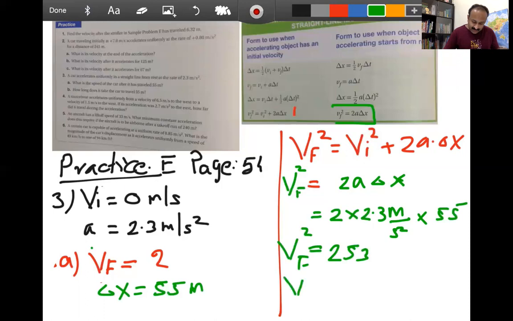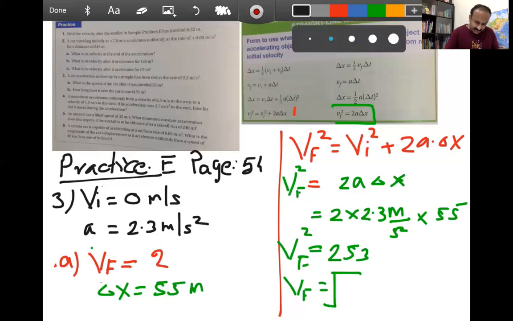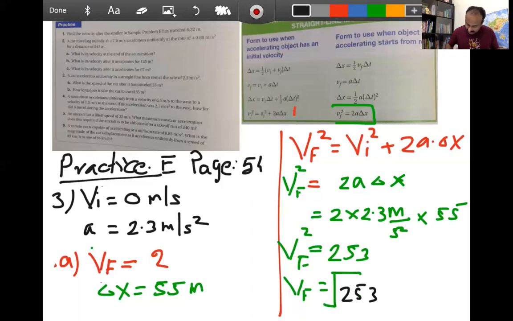So Vf is going to be the square root of 253. That is 15.90, equal to 15.9 meter per second. Since in this question the least number of significant figures is 2, you can round this to 16 meter per second. So this is the answer for part A.